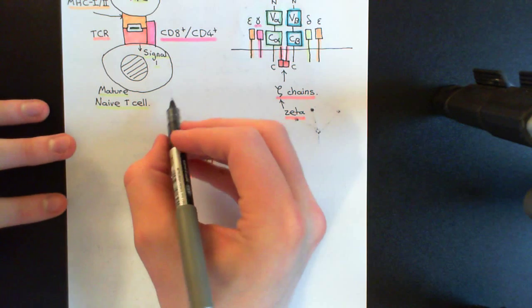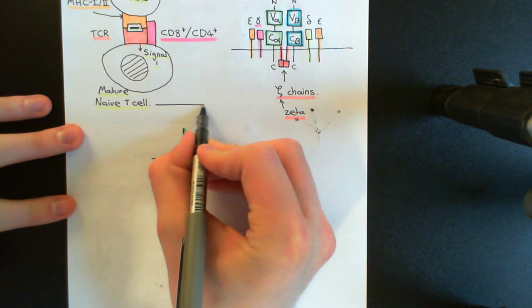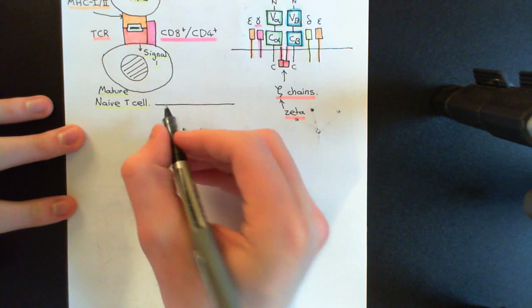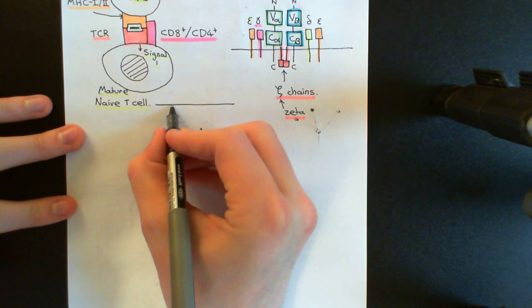Okay, now let me draw on my MHC complex here. So here is my MHC complex, and again we're staying completely general. This is the same for both the cell-mediated pathway and the humoral pathway. So I'm not saying whether this is specifically MHC class 1 or MHC class 2. The pathway will be exactly the same for both of them.